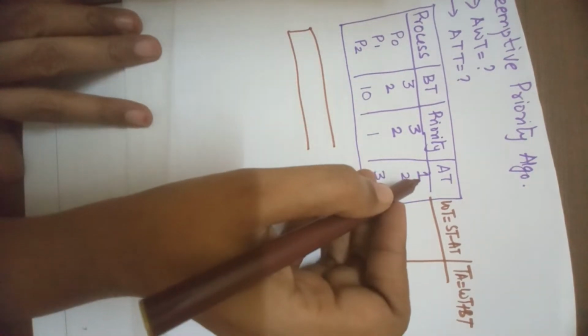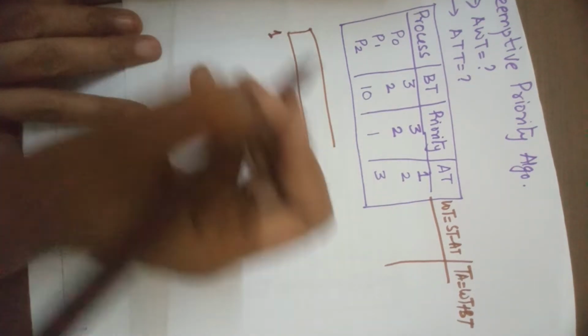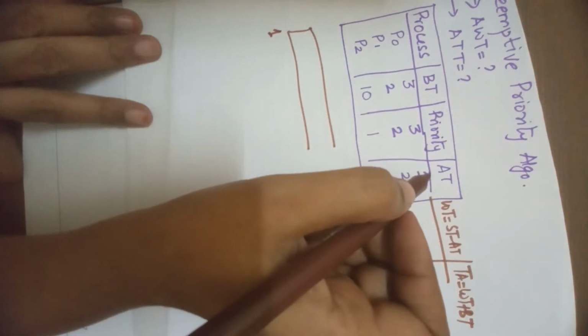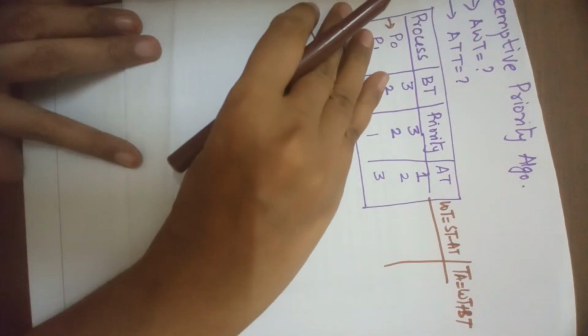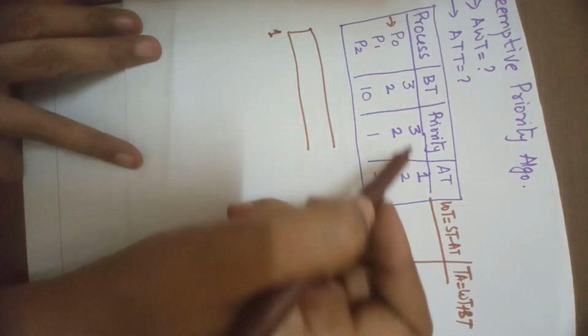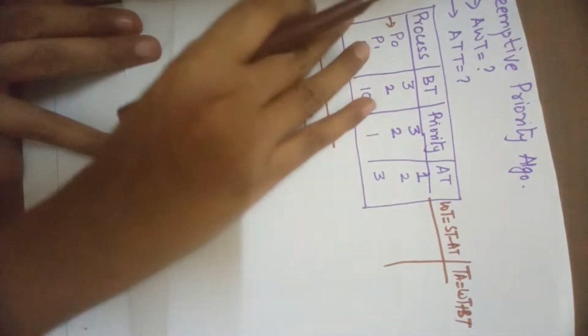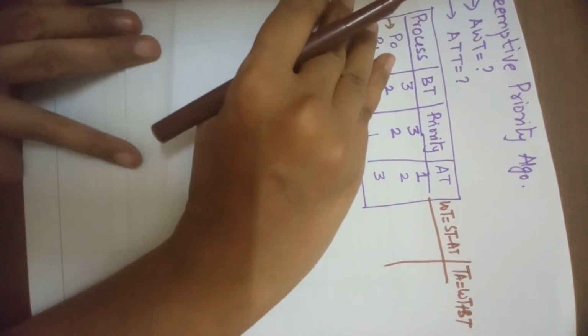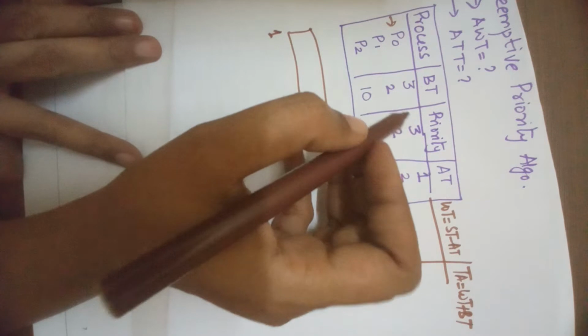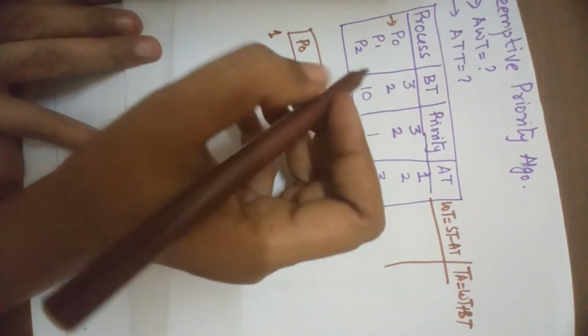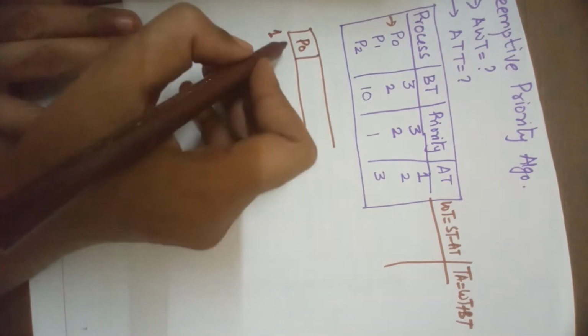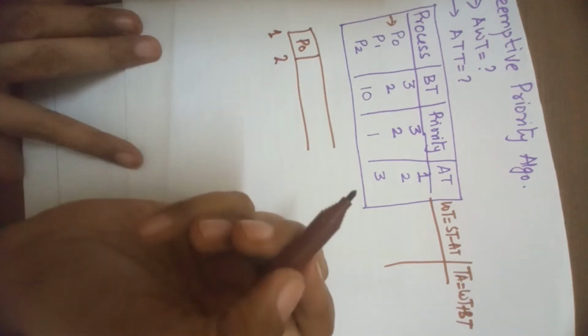Here the arrival time is mentioned as 1. So at this time in your question only P0 is present. So we cannot compare the priority with the remaining processes because there is only one process in your question. So what are we going to do? We will start execution of P0. As this is preemptive, only one time slot will be given. So P0 will be executed only for one time slot.